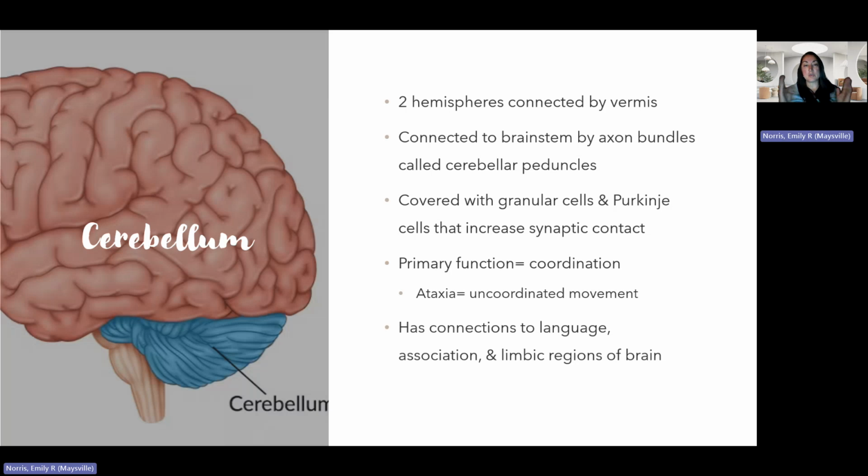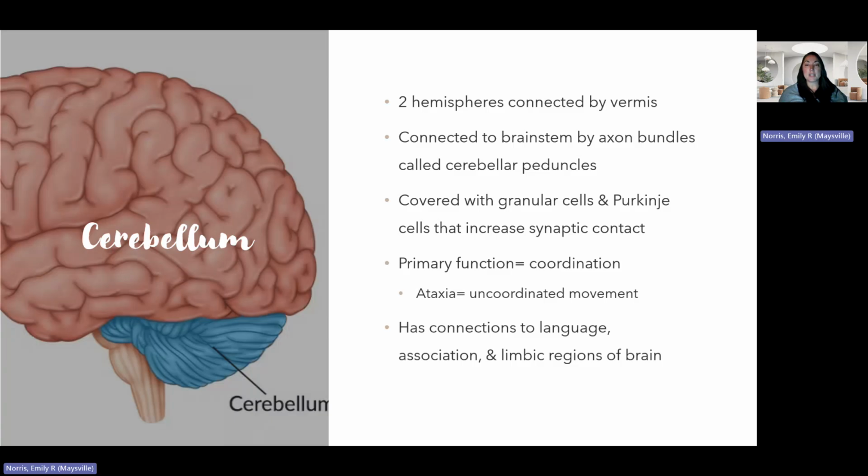The cerebellum has two hemispheres, and they are connected by the vermis. They connect to the brain by axon bundles called cerebellar peduncles. They are covered with granular cells and Purkinje cells that increase the synaptic contact. The primary function of the cerebellum is coordination. Also, it helps with balance and motor control. Uncoordinated movements are called ataxia. The cerebellum also has a connection to language, to association, and to limbic regions of the brain. Remember, the limbic system controls your emotions.